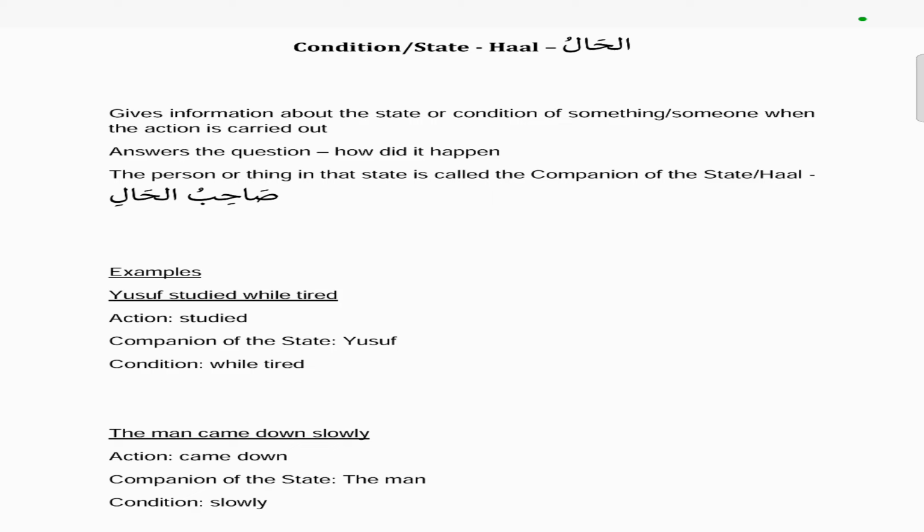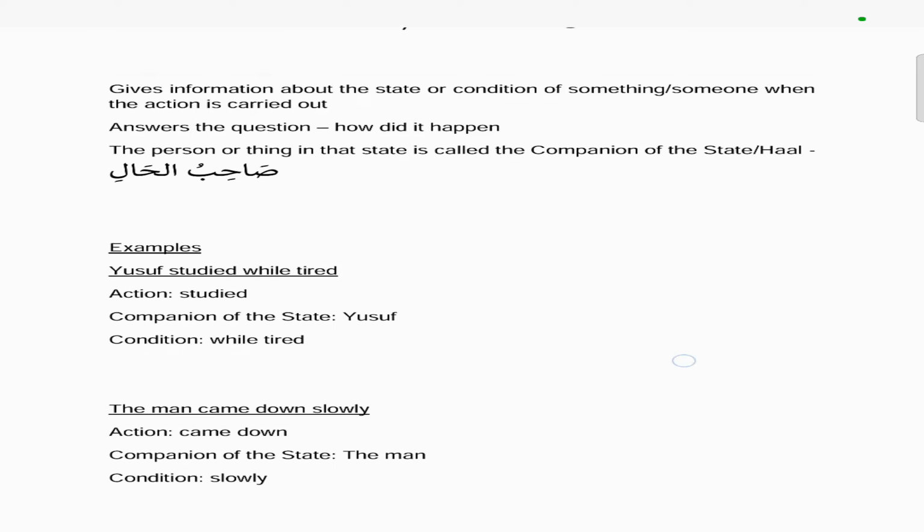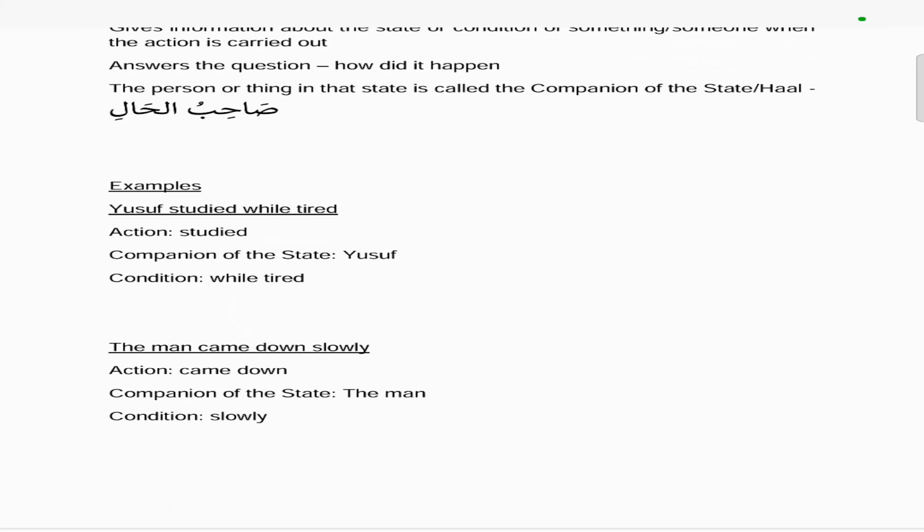So we move on to the next chapter of our curriculum, which is the condition or state, also known as Haal. This gives information about the state or condition of something or someone when the action is carried out, and it answers the question, how did it happen? If you might remember, it's called a maf'ul Haal, but there are different versions of Haal. The person or thing in that state is called the companion of the state, Sahibul Hali.